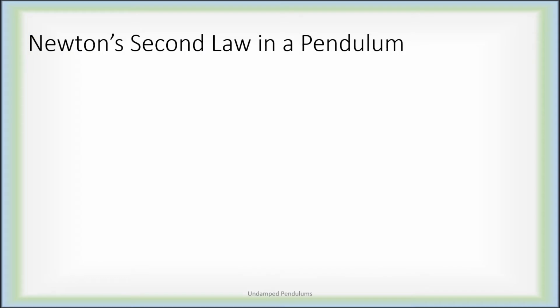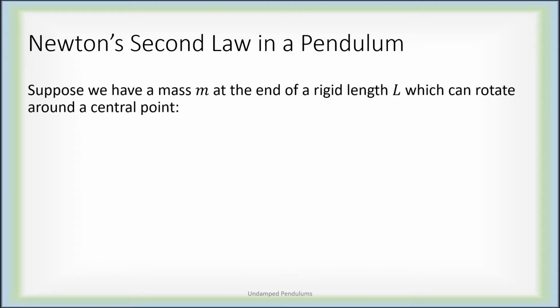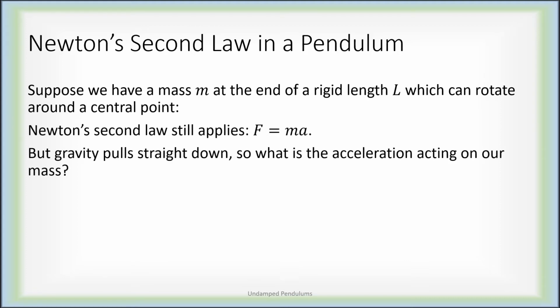Well, how does Newton's second law translate to a pendulum system? So we have a mass m, and it's the end of a rigid length capital L, which rotates around a central point. Okay, Newton's law still applies. Force is mass times acceleration. But if gravity pulls straight down and our object is rotating around some axis, how does that really play out?